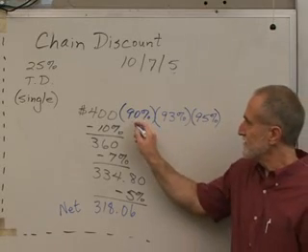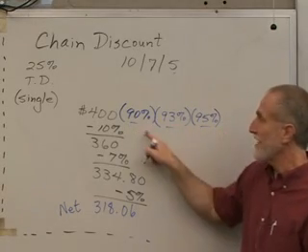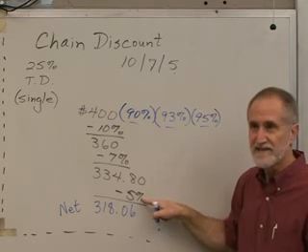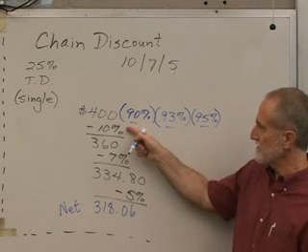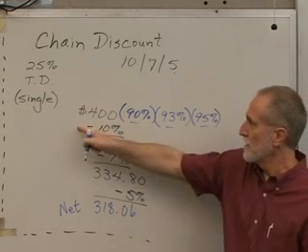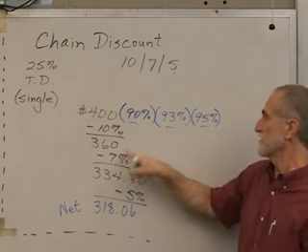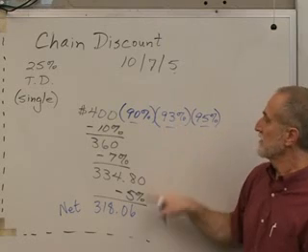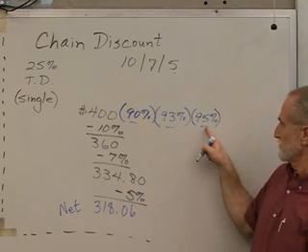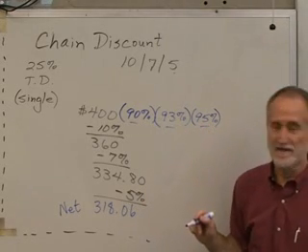Now, these numbers are called the complements of these three discount rates. The complement of 10% is 100 minus 10%, 90%. The complement of 7 is 100 minus 7, 93. The complement of 5% is 100 minus 5%, 95%.